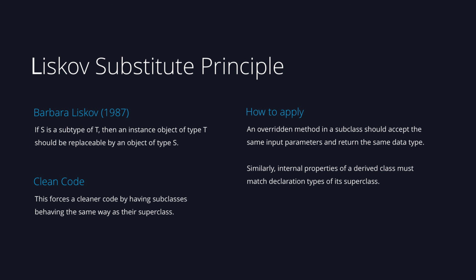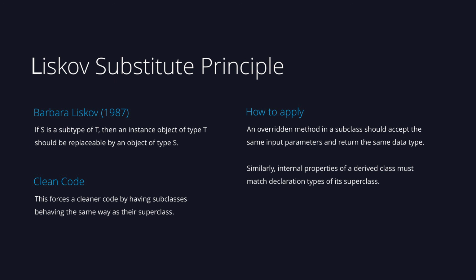Third, the Liskov substitution principle, which was originally introduced by Barbara Liskov, a mathematician who said, if S is a subtype of T, then an instance of type T should be replaceable by an object of type S. This basically means when we have a superclass which gets extended by a subclass, all instances of the superclass type should be able to change its type to match the subclass one without breaking the application. Applying this principle leads to clean code and ensures that all subclasses behave the same way as the superclass one.